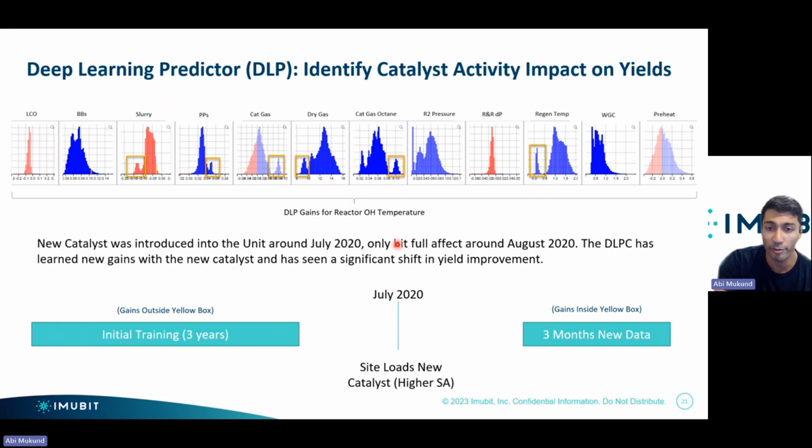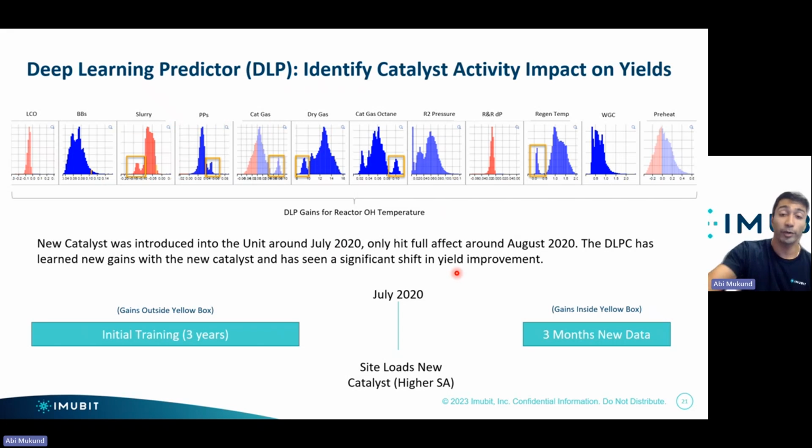So what we are basically showing here is that the DLP, just trained on riser outlet temperature against all the yields, has learned inherently, it's baked in the data, that the catalyst activity has changed. And we didn't explicitly define it because there's no variable called catalyst activity that we can continuously get. So what it's learned is that, I don't know why, but in recent times my ROT now gives me higher cat gas octane, lower dry gas, higher cat gas production, higher PPs, lower slurry.